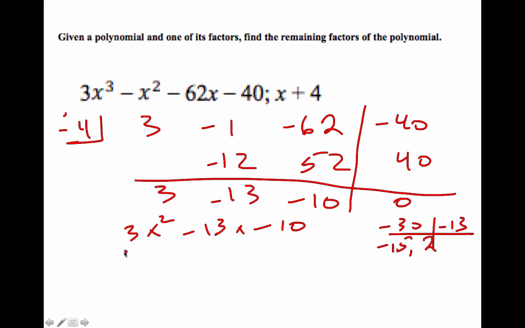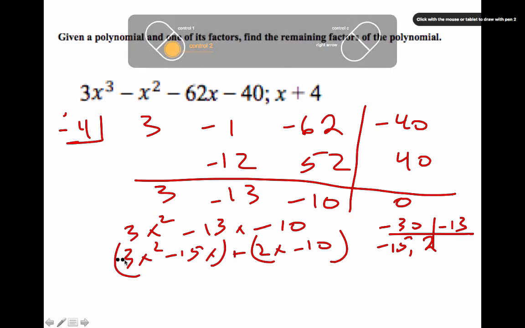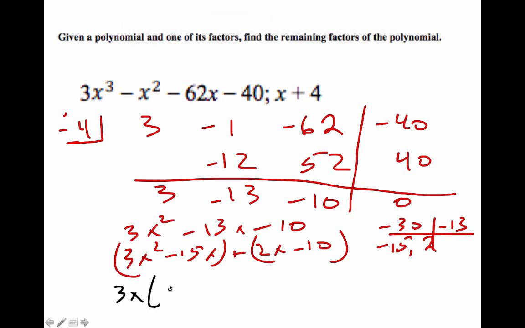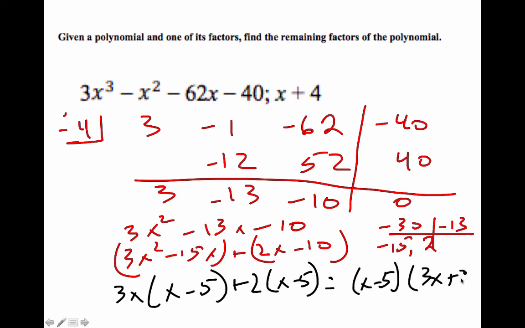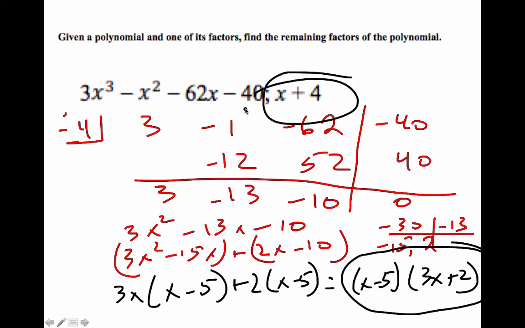And now it's 3x squared minus 15x plus 2x minus 10. And we group, and we group, and we get 3x. Oh, this took a while. And x minus 5. And there it is. Whoomp. There it is. Looky there. How do you like me now? X minus 5, 3x plus 2. So my three factors are those two and that one.